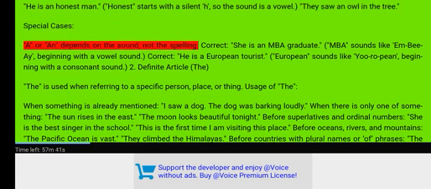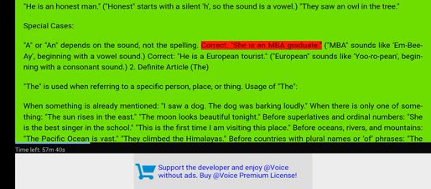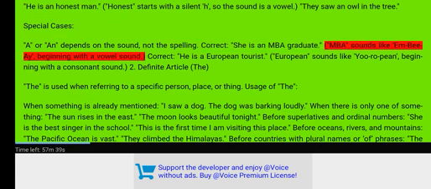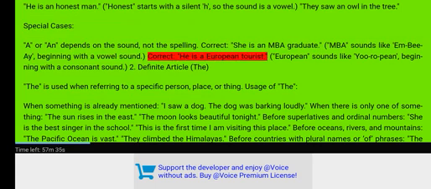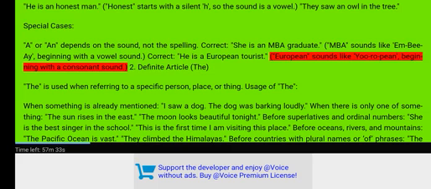Special cases. A or an depends on the sound, not the spelling. Correct: She is an MBA graduate. MBA sounds like em-bee-ay, beginning with a vowel sound. Correct: He is a European tourist. European sounds like yuropean, beginning with a consonant sound.